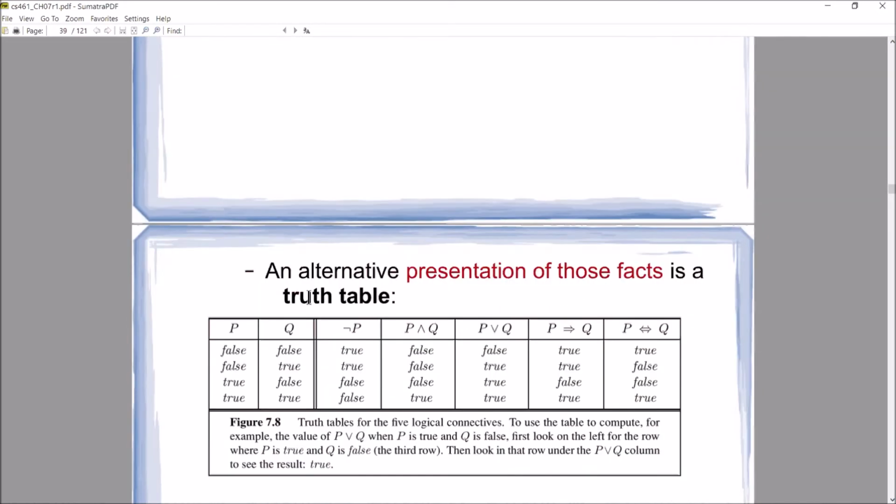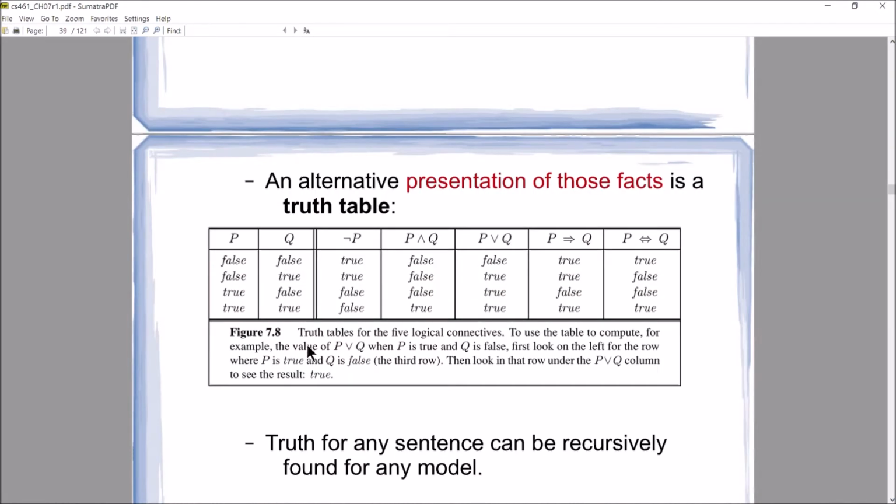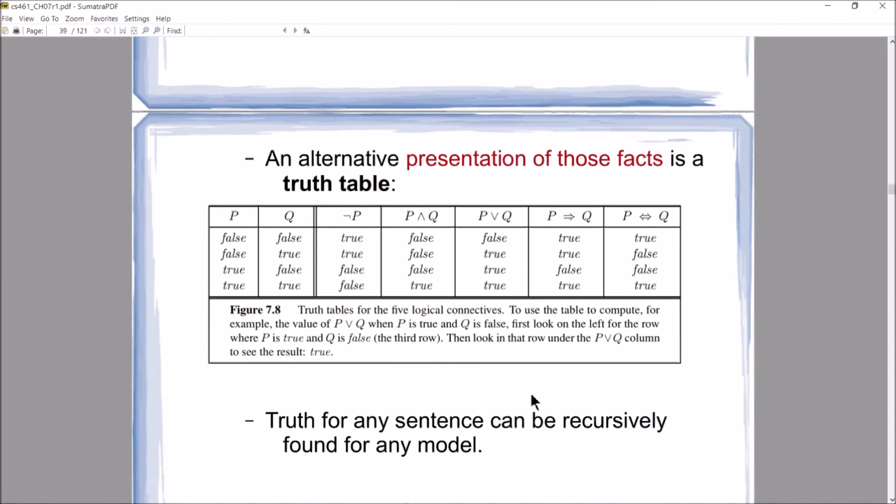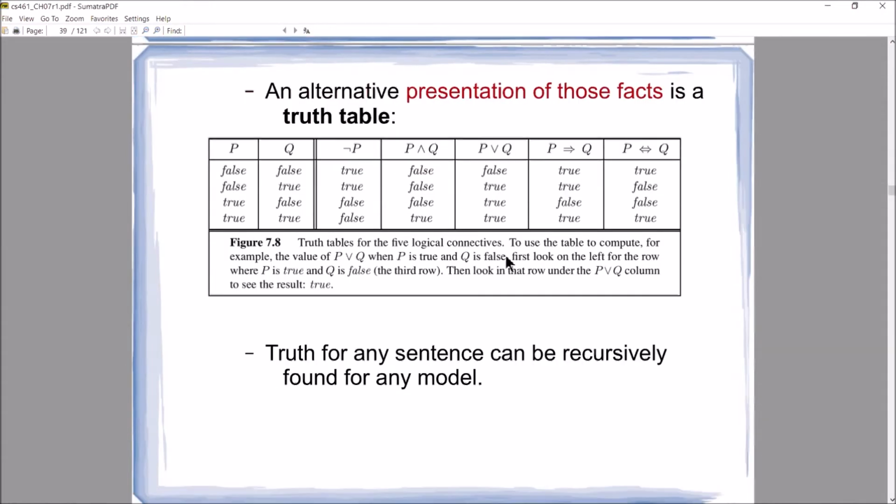An alternative way that we can present those facts is a truth table, right? So here's a summary of all of those facts. If P and Q are false, not P is true, P and Q is false, P or Q is false, P implies Q is true, and the bidirectional is true. So we can find the truth for any sentence, okay, by using these rules for any model.